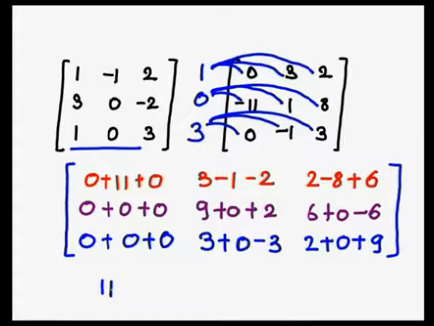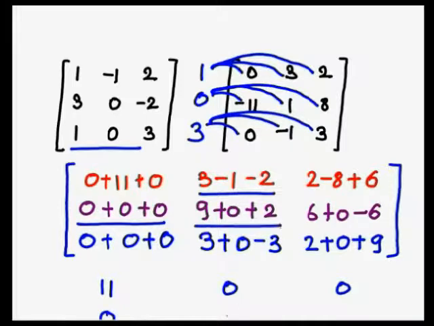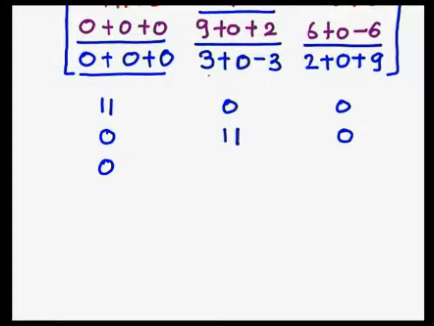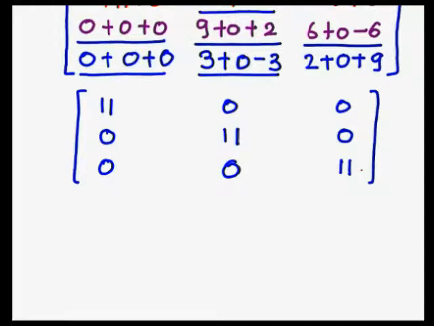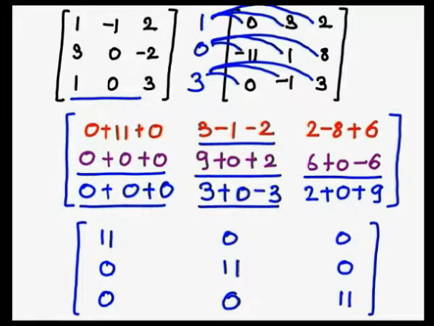So now the resultant matrix is 11, 0 and 0. So we only simplify these entries. Now for the second row, we get 0, 11 and 0. So this is our resultant, and for the last row we get 0, 0 and 11. So if we observe, our resultant matrix is nothing but a diagonal matrix with all diagonal entries as 11.